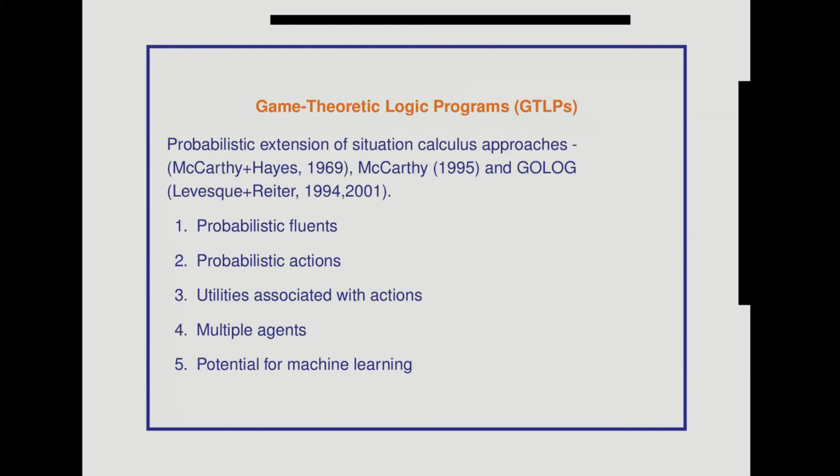Okay, so various different existing approaches can be modified in order to support this. We're looking in part at something called game theoretic logic programs, which are based on symbolic AI systems, including McCarthy's 1999 approach, GoLog, as well from Levesque and Reiter. The advantages of these representations is that they give us readable symbolic descriptions of how to both test whether things are true, so probabilistic fluence, actions, so these are interventions that are taken, utilities, so we can have a cost or utility function associated with various different actions, and we can, if we like, choose multiple agents.